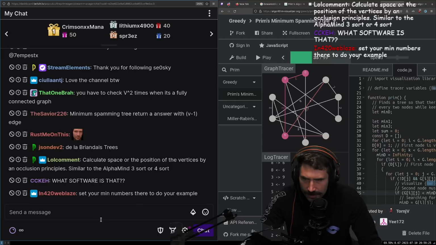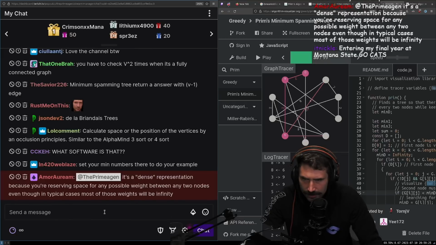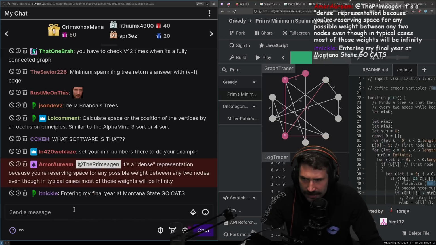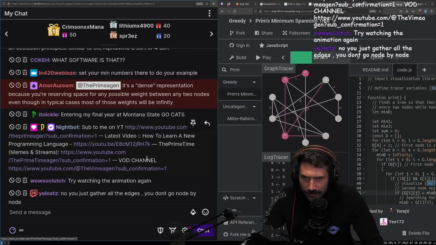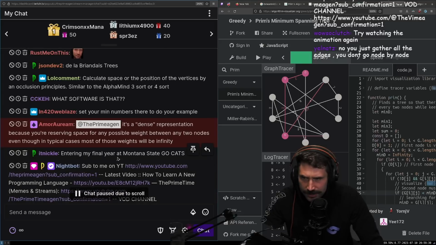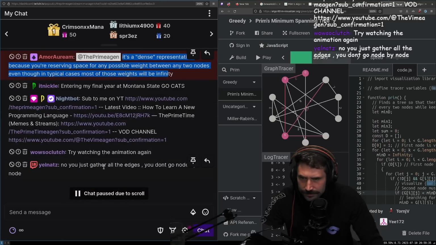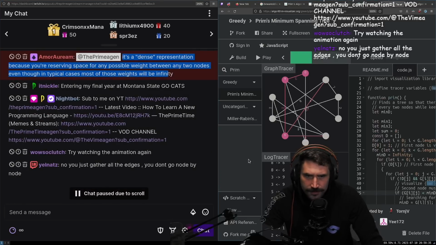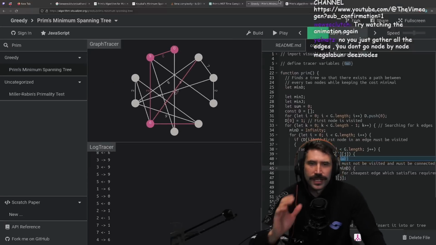It's a dense representation because you're reserving space for any possible weight between two nodes, even though in the typical case, most of those weights will be infinity. Yes. All right, let's watch that animation one more time.